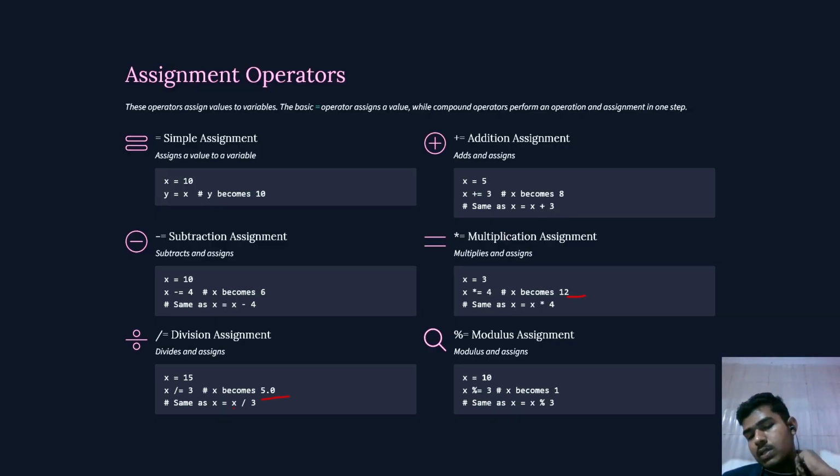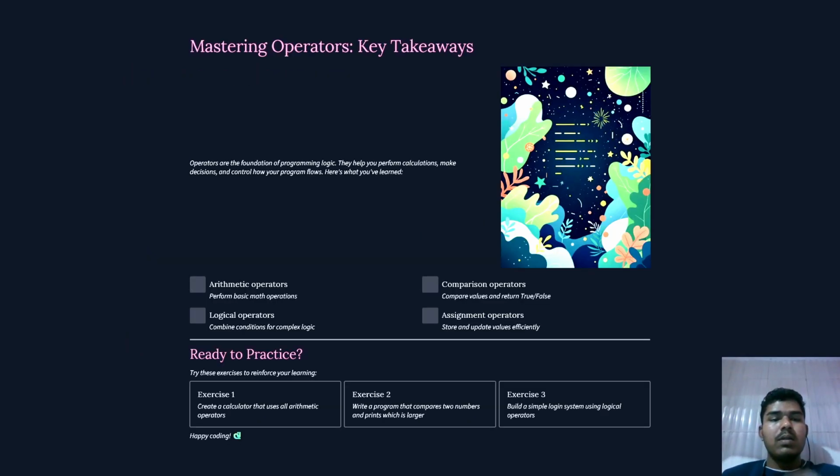And last one is modulus assignment. X is equal to 10, then x modulus equal to 3, x becomes 1, same as x is equal to x modulus 3. In the place of x, when we put 10, then we get a remainder equal to 1. That is known as modulus assignment, okay.